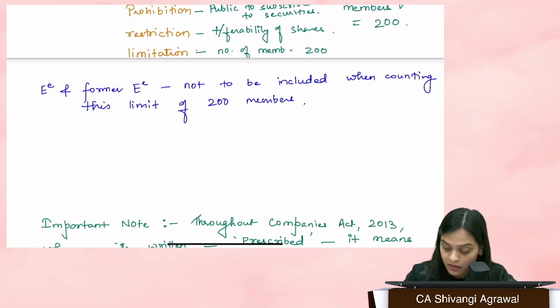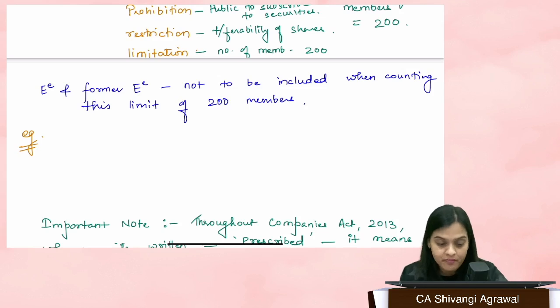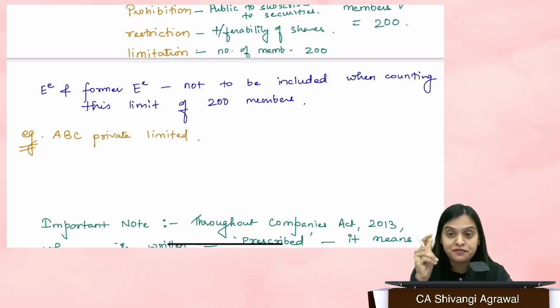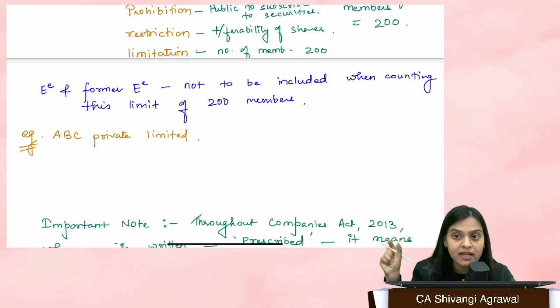Write an example. ABC Private Limited. Every private company will add the suffix Private Limited. A public company will add the suffix only Limited. These are all limited companies that we're talking about. So Private Limited or only Limited, right?